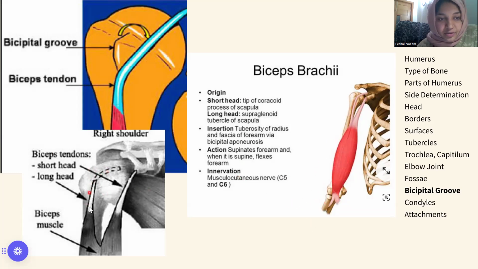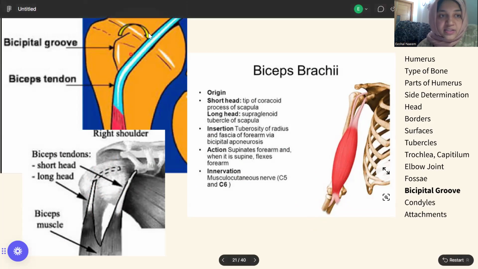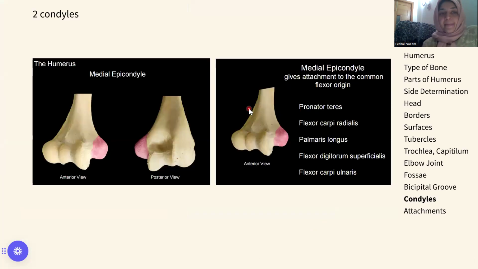Now you can see it here also. So this is the long head, this is the short head, and this is the bicipital groove. You can also appreciate it here. Here's the bicipital groove, right? Okay, now just the last thing, the condyles.